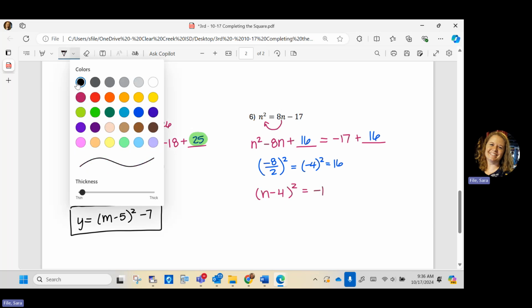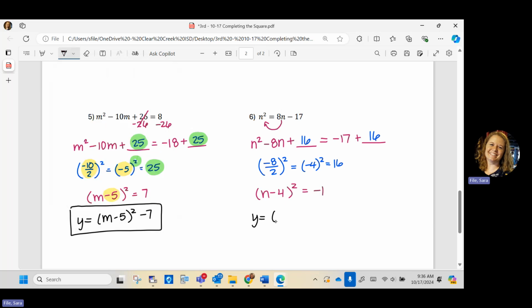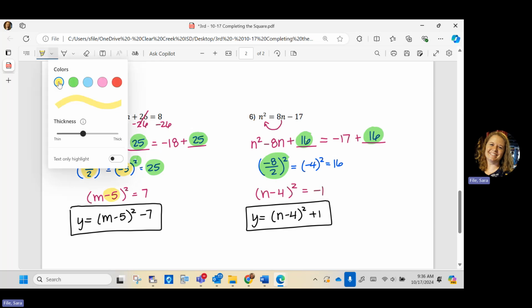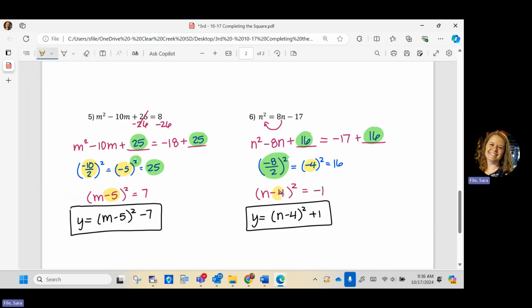So when I go to write this in vertex form, I have to add the 1 over. The whole thing squared, b divided by 2 squared is what went in that blank. Just the b divided by 2 is what went here.